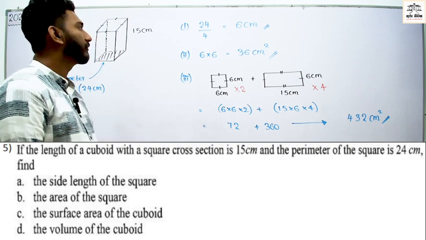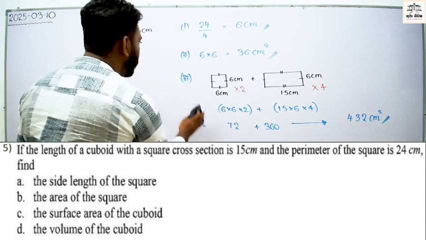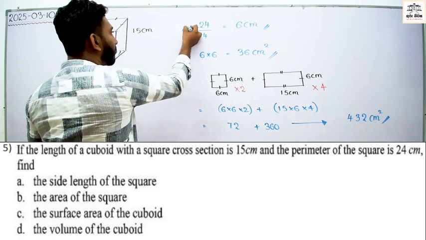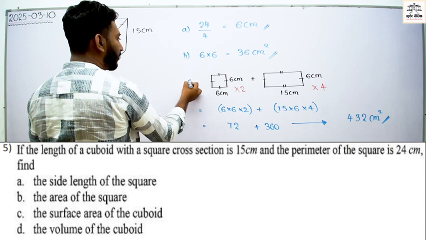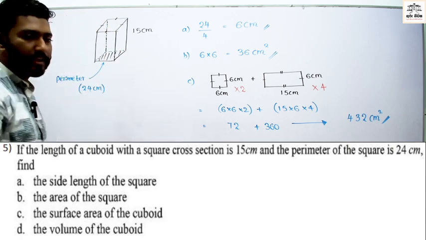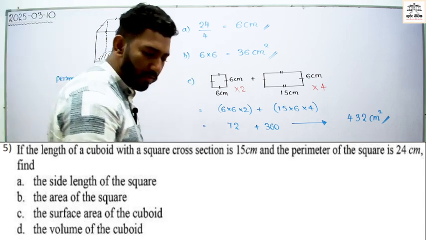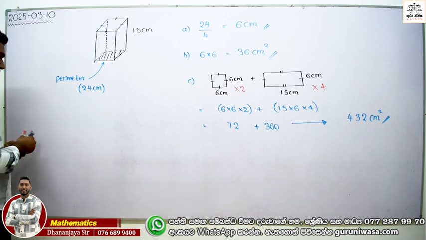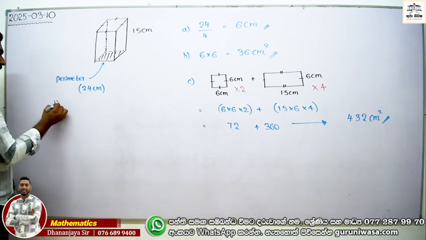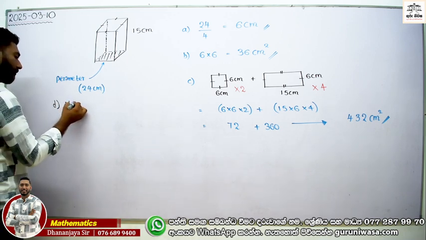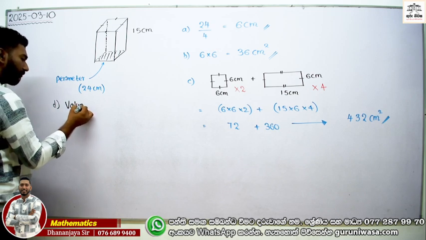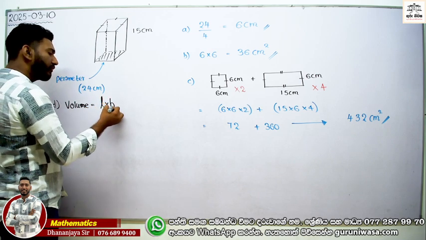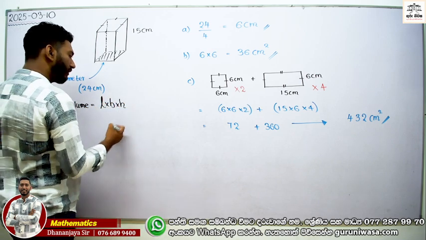That's D, right? So A, B, and C are done. Now listen, D, the volume of the cuboid. Now listen, this note is very important. Volume is equal to length into breadth into height, right?